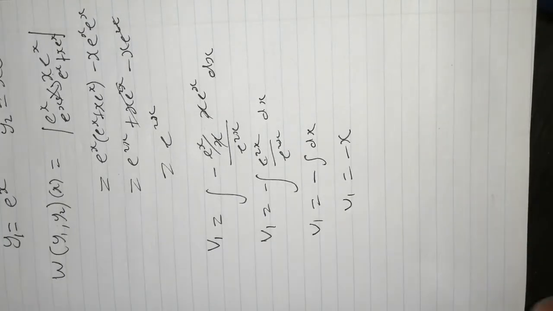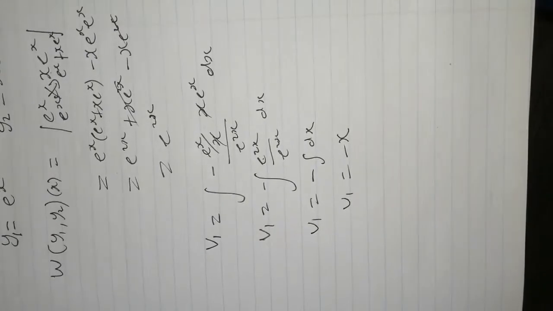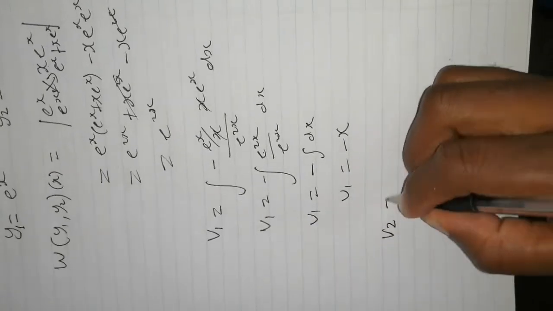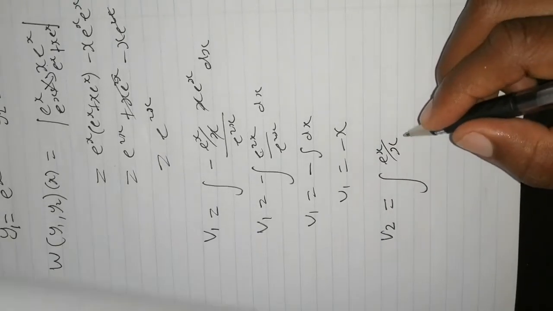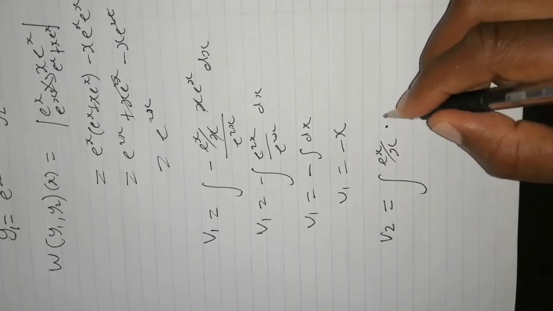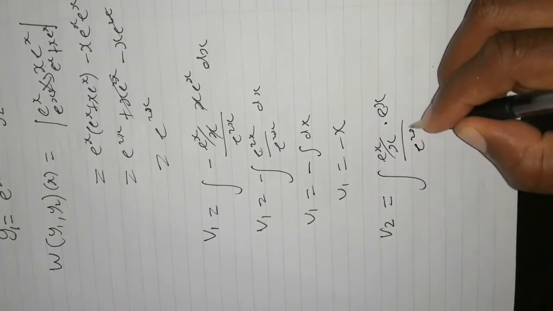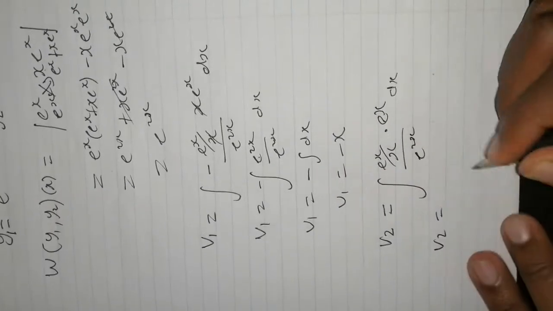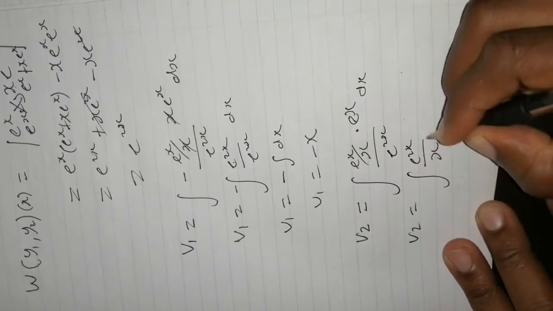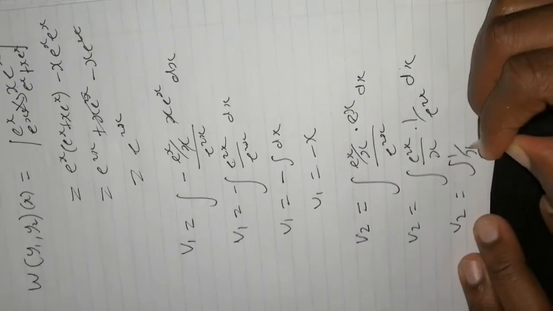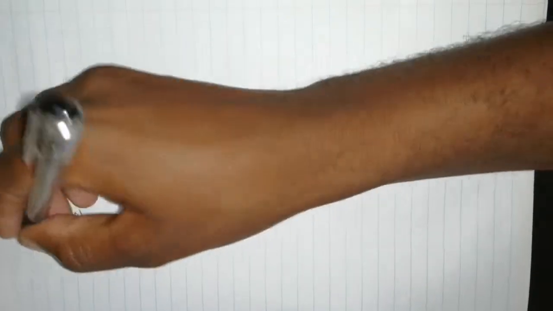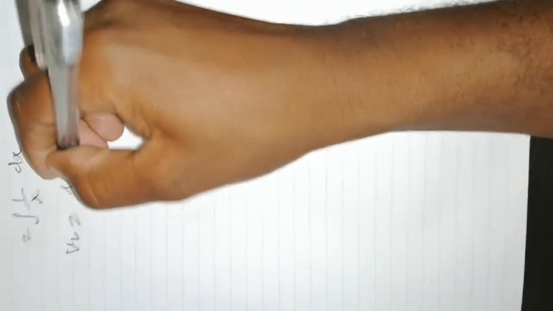So now let's find v2 in the same manner. v2 is given by g of x, which is e to the power x divided by x, times y1, which is e to the power x, divided by e to the power 2x, dx. So this is going to be e to the power 2x divided by x times 1 over e to the power 2x, dx. v2 is the integral of 1 over x dx. Just quickly go to the next page. So this is 1 over x dx, so v2 is equal to ln x.